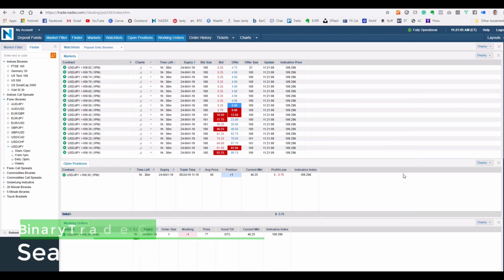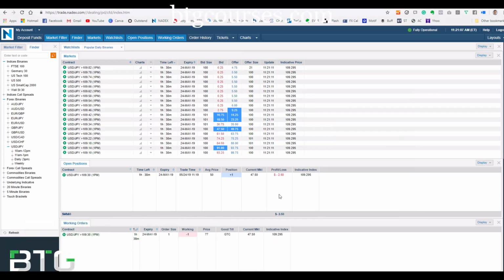So what I want to do is take you through the full process of this trade, and show you how you can use BTG charts and apply the four-step trading process to find and make really high probability Forex trades every single day. So let's take you through that process now.